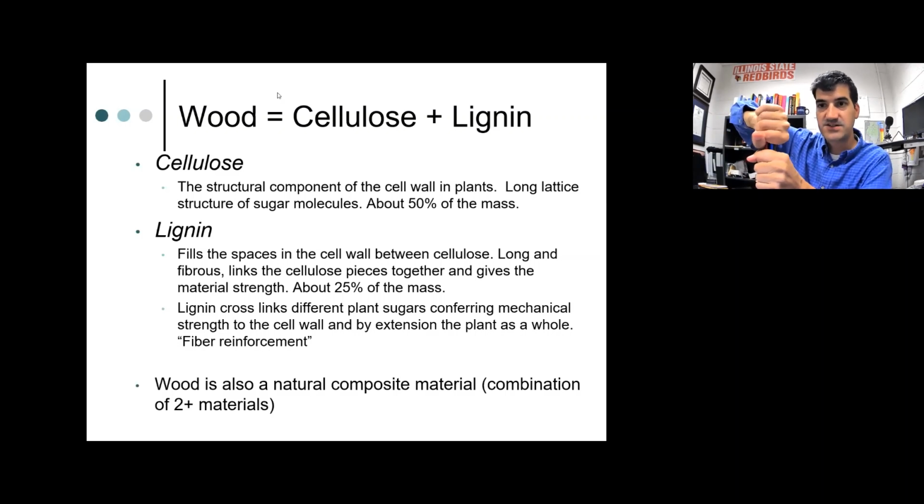Now this thing is much stronger, and it'll be much more difficult for me to break this if it's all wrapped together with lignin. That's how it works with biomass materials. All right, so it's a natural composite. It's a combination of several different materials. You've also got obviously some water and some minerals and stuff, but mostly it's cellulose and lignin.